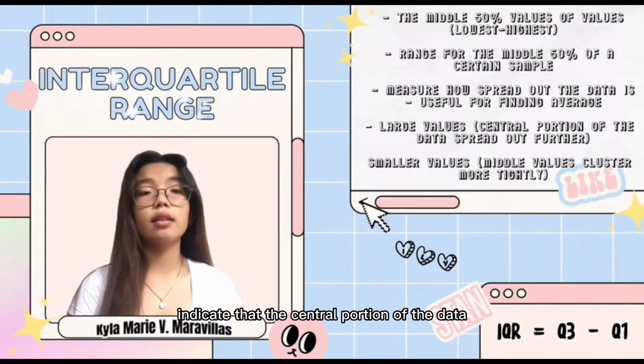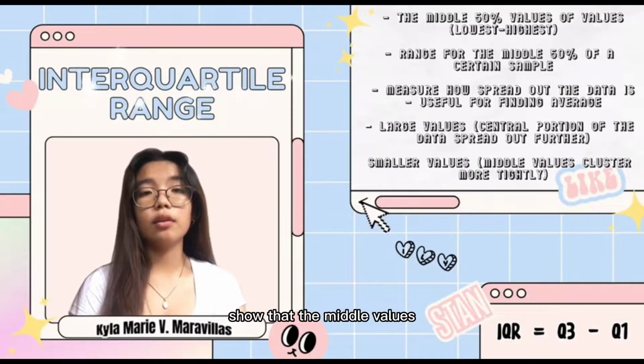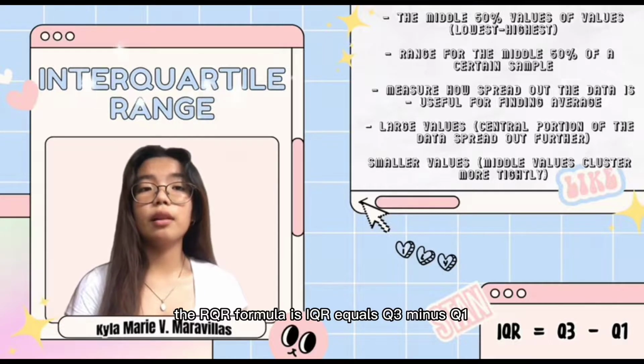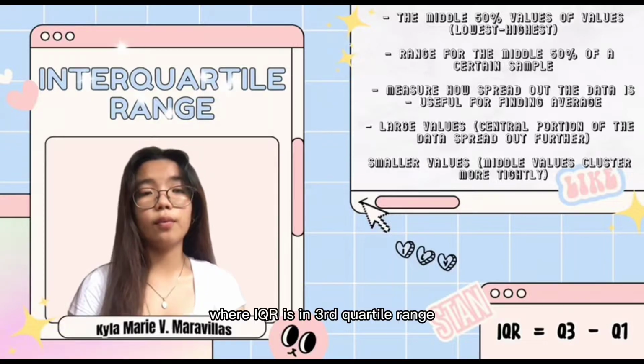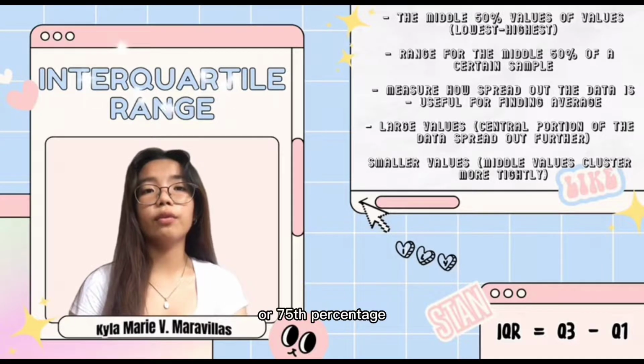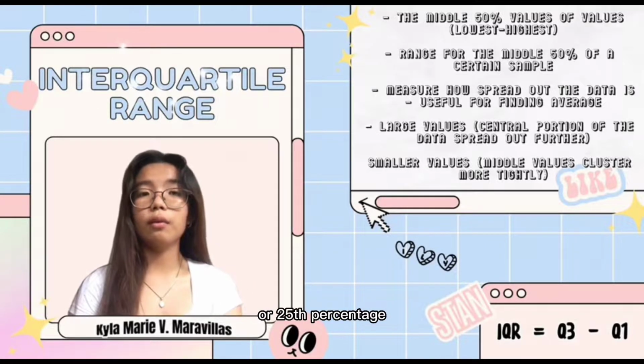Larger values indicate that the central portion of the data is spread out further, and smaller values show that the middle values cluster more tightly. The IQR formula is IQR equals Q3 minus Q1, where IQR is the interquartile range, Q3 is the third quartile or 75th percentile, and Q1 is the first quartile or 25th percentile.